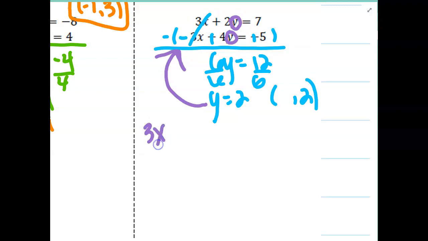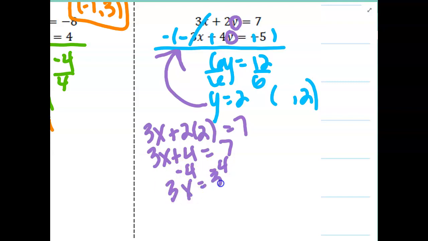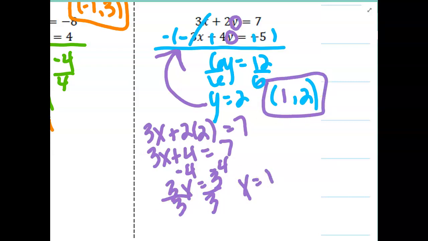So we'll have 3x plus 2. Instead of y, we just found that y is 2, equals 7. So we have 3x plus 4 equals 7. Subtract 4 from both sides. So we get 3x equals 3. Divide by 3, we get x equals 1, for an answer of 1, 2. That's what we're doing today. Not too bad, right? Okay.